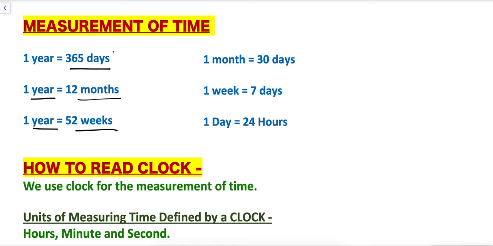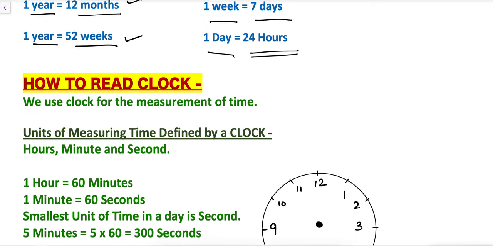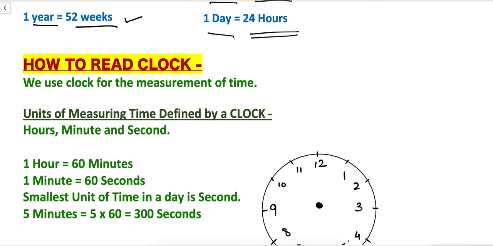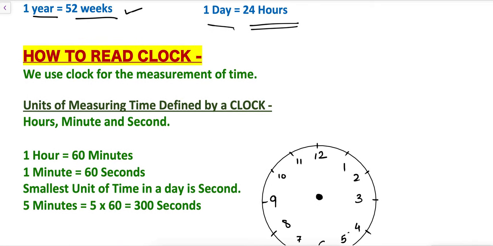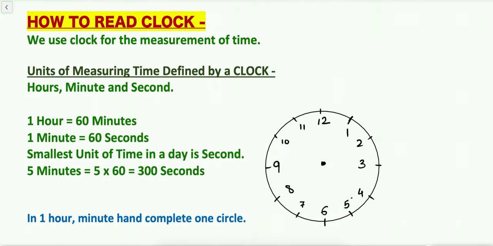So in 1 year we have 365 days, 12 months and 52 weeks, and 1 month has 30 days, 1 week has 7 days and 1 day has 24 hours. So in 24 hours, how to read the time in 24 hours, we will see.